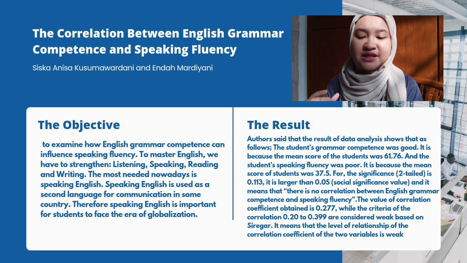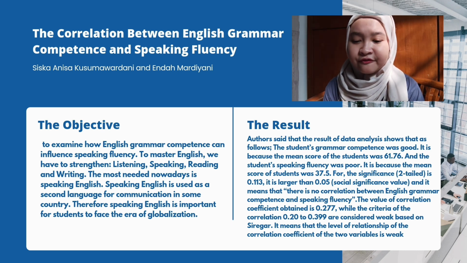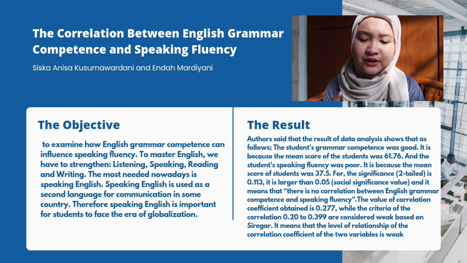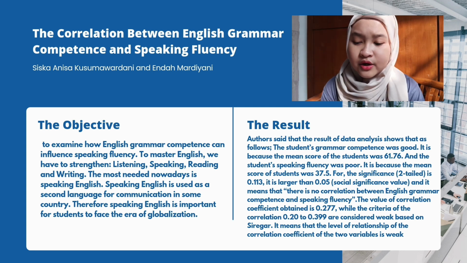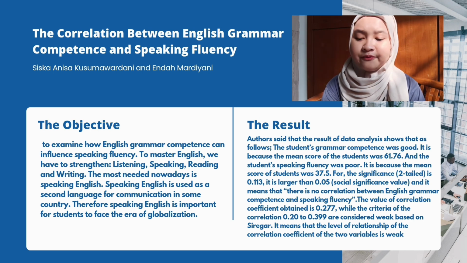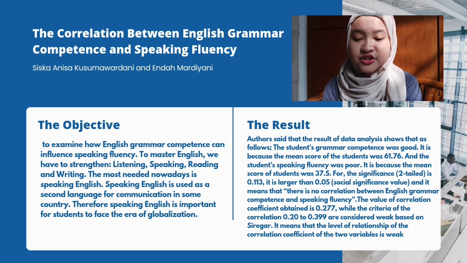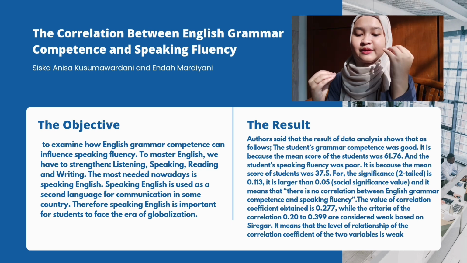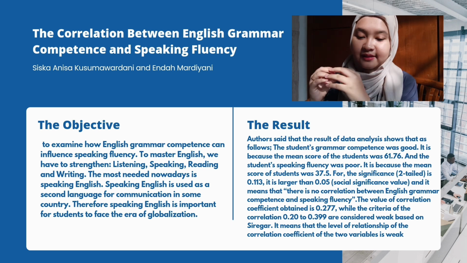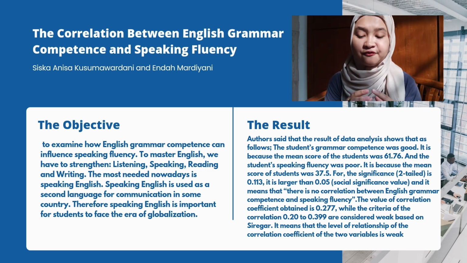It is because the mean score of students was 37.5. For the significance, two-tailed is 0.113. It is larger than 0.05, the significance value, and it means that there is no correlation between English grammar competence and speaking fluency.